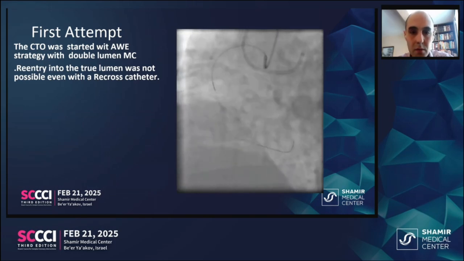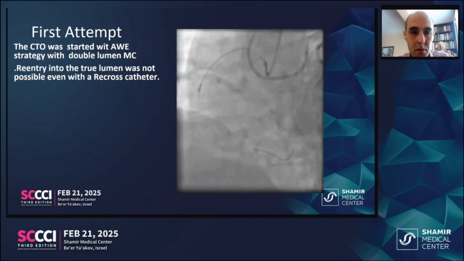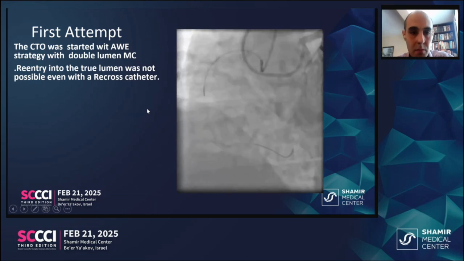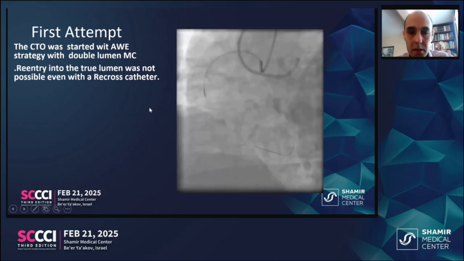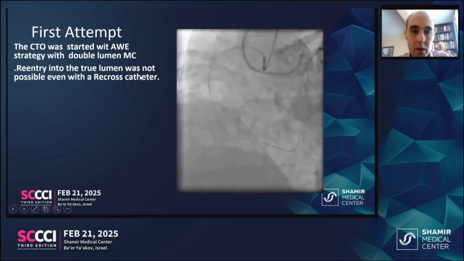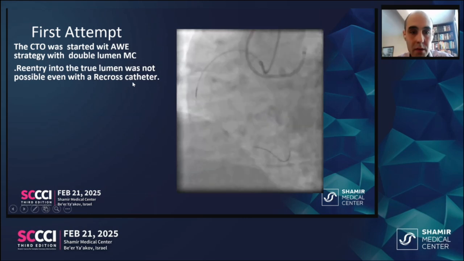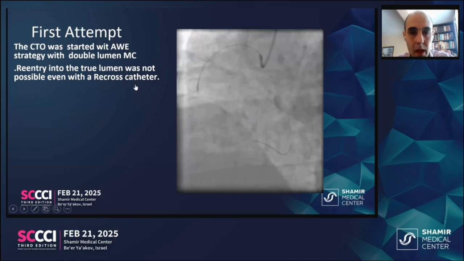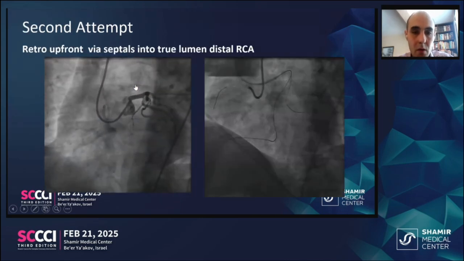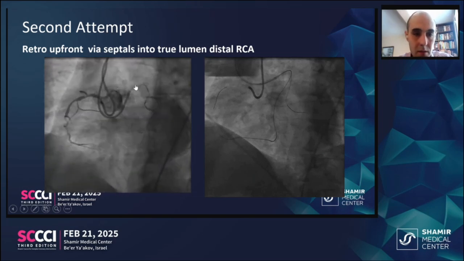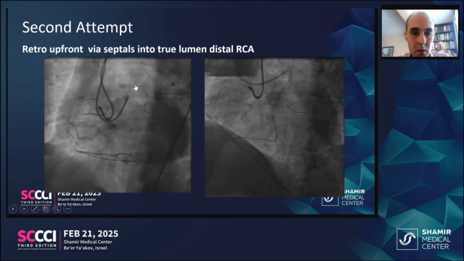I started with a double lumen microcatheter parked in the right ventricular branch, and with a lot of different wires, I was able to go through the occlusion in the vessel architecture, but it was not possible to go from the extraplaque space into the true lumen and to make a re-entry, although I tried a lot of different wires, even with a Recross catheter. So at this point, I decided to stop, and we have a CTO course in our hospital with a proctor from abroad. So we scheduled the patient for a second attempt with the proctor on site.